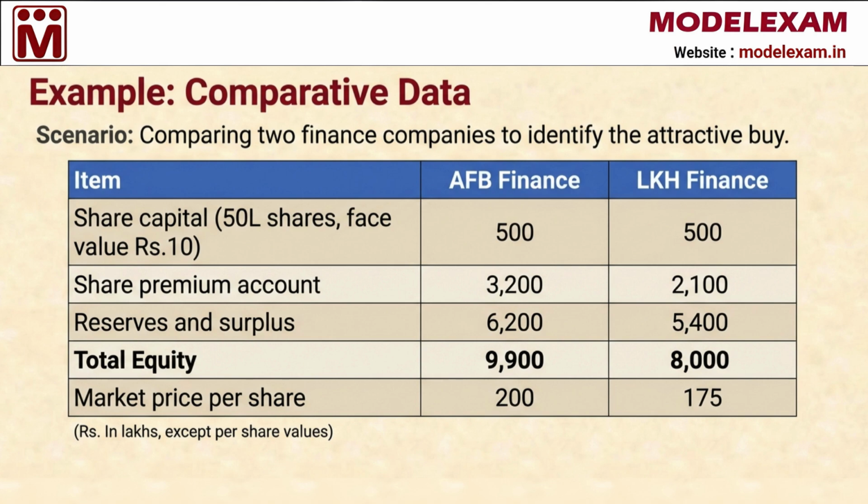Let us try a real world example to see how this works. We have two finance companies, AFB Finance and LKH Finance. Both have a share capital of 500 lakhs. AFB has a total equity of 9,900 lakhs and trades at a price of 200 rupees. LKH has a total equity of 8,000 lakhs and trades at 175 rupees. We need to figure out which one is the more attractive buy.